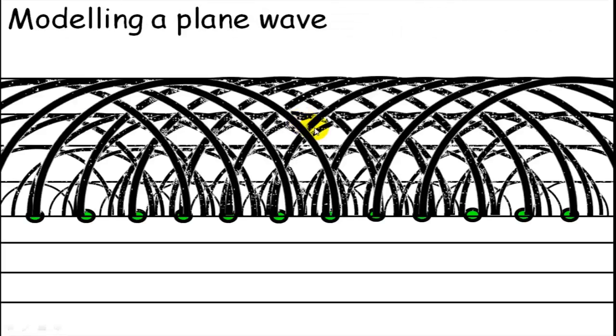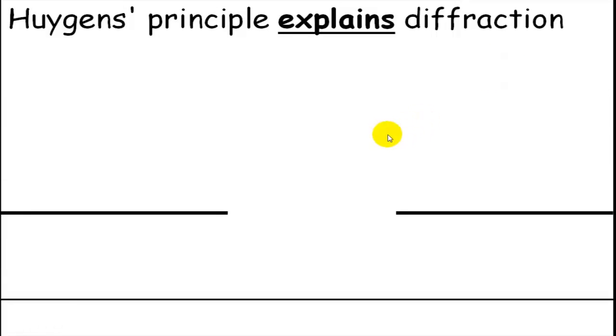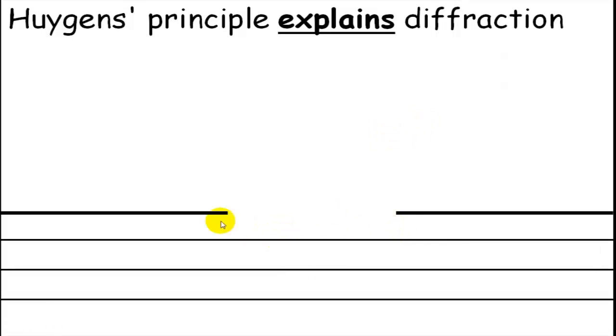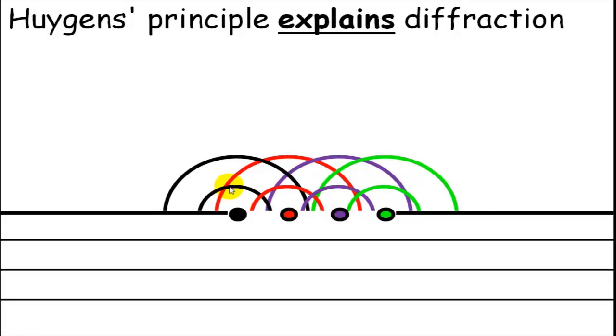So let's have a look at actually how this explains diffraction. We saw it in the ripple tank. The ripples come towards a barrier, and there's a hole in the barrier, and around the edges of that hole you get diffraction. You can see that this wave would be spreading out.